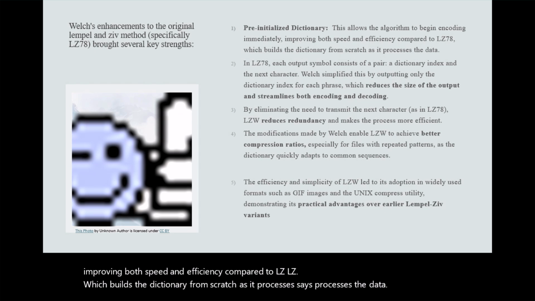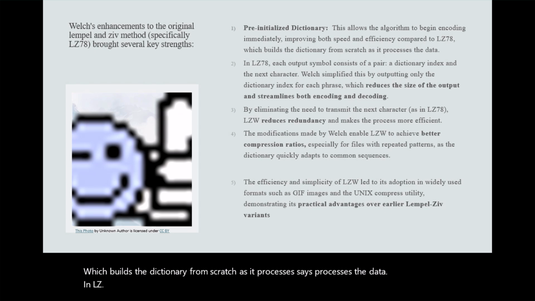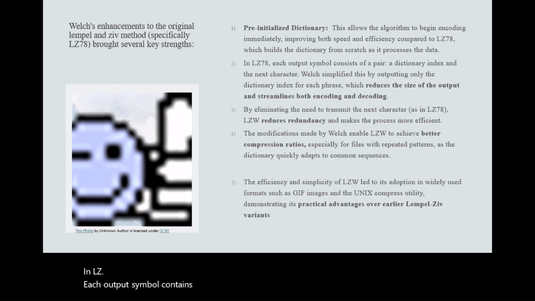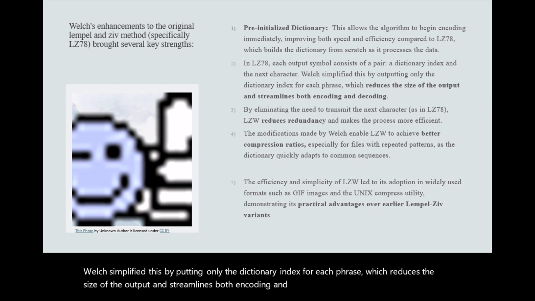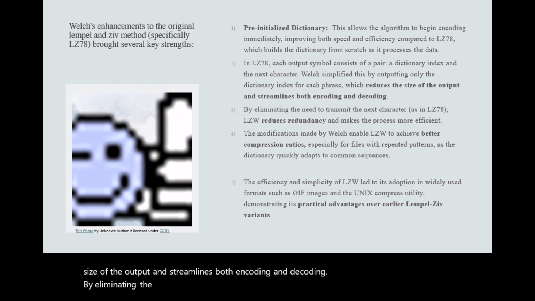In LZ, each output symbol consists of a pair: a dictionary index and the next character. Welch simplified this by outputting only the dictionary index for each phrase, which reduces the size of the output and streamlines both encoding and decoding. By eliminating the need to transmit the next character, LZW reduces redundancy and makes the process more efficient.